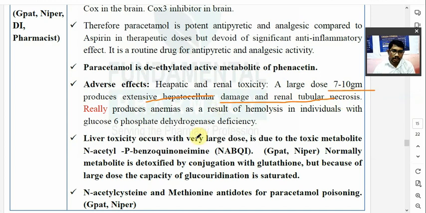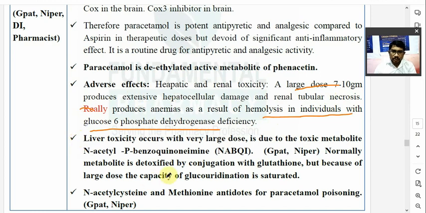normal dose. आप बोलेंगे सर paracetamol क्या है hepatotoxic है तो कल से लेना बंद. It is not hepatotoxic in therapeutic doses. Hepatotoxicity is there when you take paracetamol beyond 6 gram per day. Question आ चुका है इसको. It is hepatotoxic and general toxic. So it produces anemia as a result of hemolysis in individuals with glucose 6-phosphate dehydrogenase deficiency. Rarely, यहाँ पे rarely it produces.